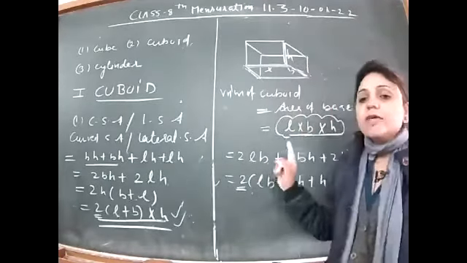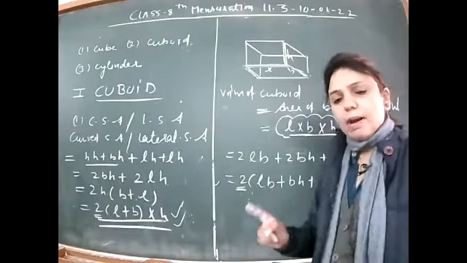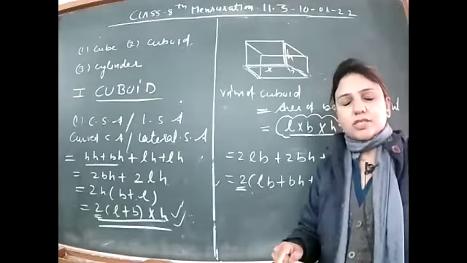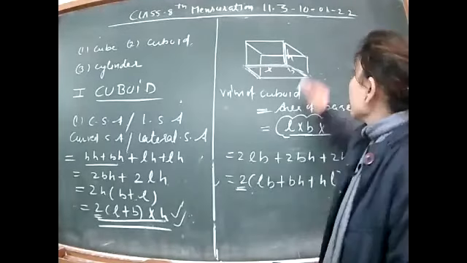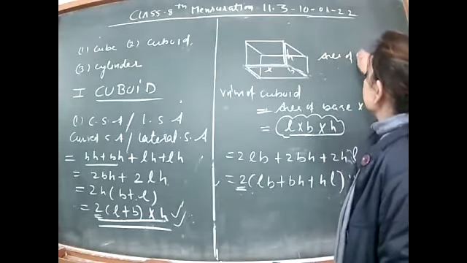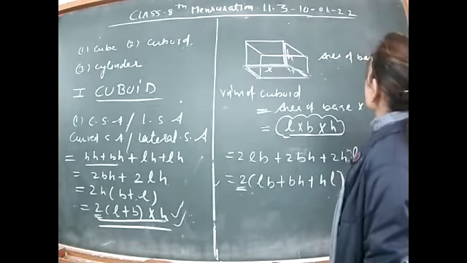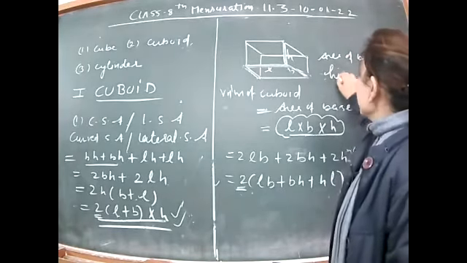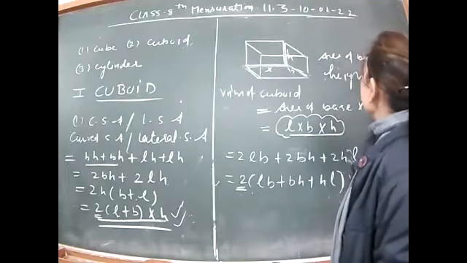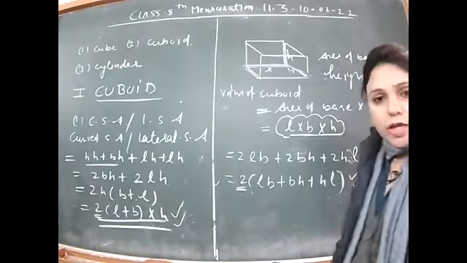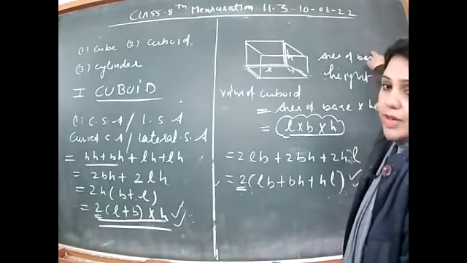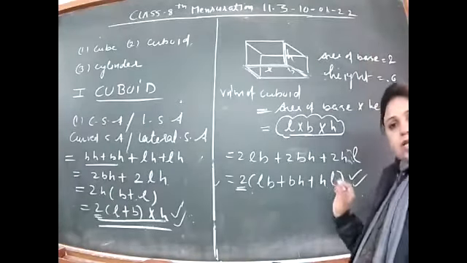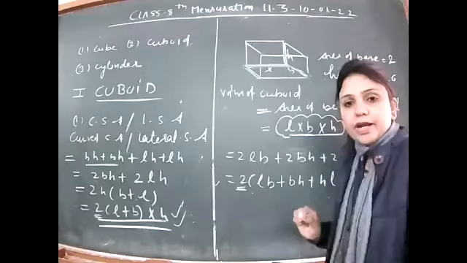Why am I telling you in this way? Otherwise you can remember it as L into B into H is the volume of the cuboid. But sometimes in the exam it is given that the area of the base is equal to 2 centimeter square and height is equal to 6. Find the volume. Then you should know that volume is obtained by multiplying area of the base into height, that is 2 into 6, and that will be 12, right?